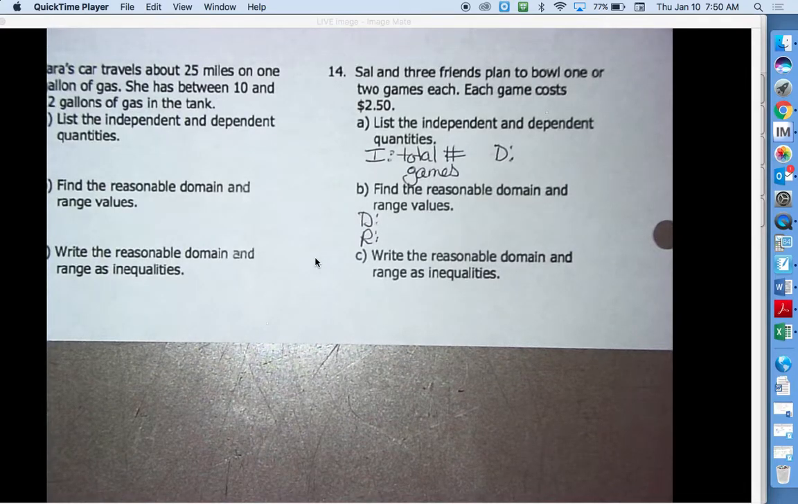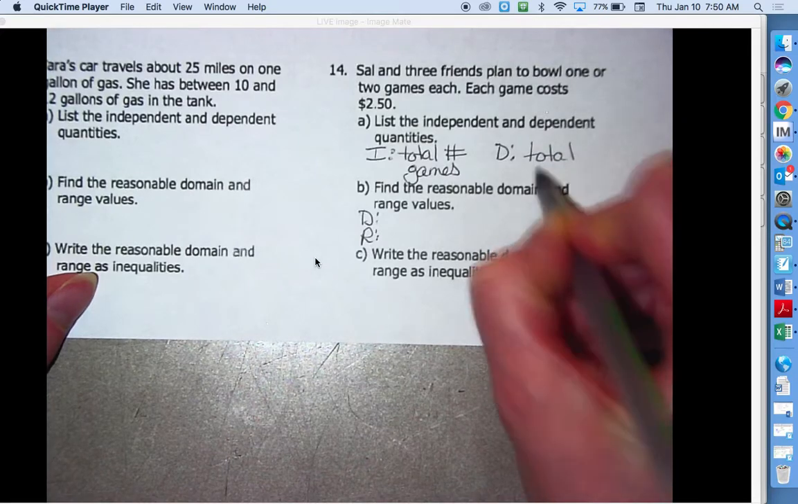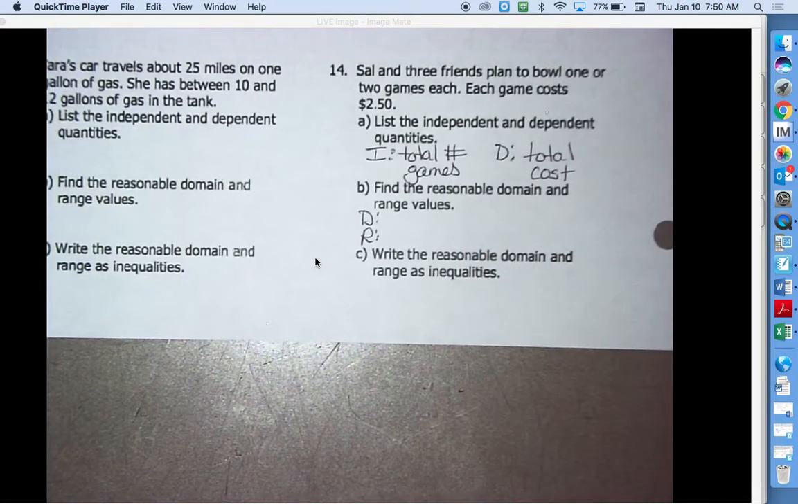Because the amount that it's going to cost depends on if you play 1 game or 2 games. So when you're thinking about independent and dependent, you think, well, what depends on the other thing? Well, the amount of money that you're paying depends on you playing 1 game or 2 games. So the total cost would be the dependent variable. Cost depends on how many games you play. Or it depends on something else that you buy.